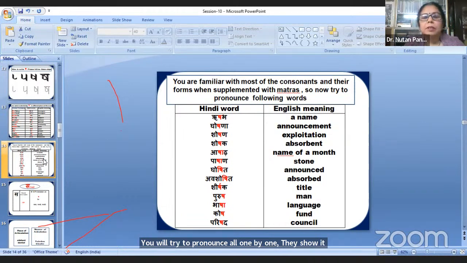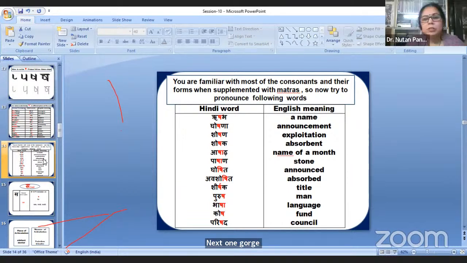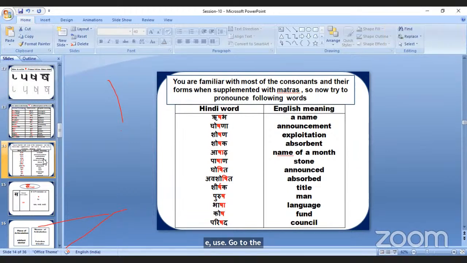Good. Next. Next one. Ghosh. Ghosh. If we make some announcement, we use this word. Ghoshna. Ghoshna.